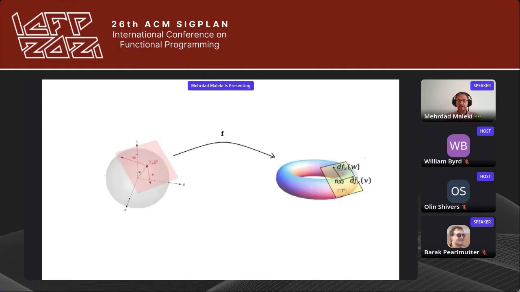In this figure, you can see the function f that maps a sphere to the torus, and the push forward maps a tangent space at point x to a tangent space at point f(x) on the torus, and the push forward for vector v on the tangent space is the vector df_x on v on the tangent space of f(x) on the torus.